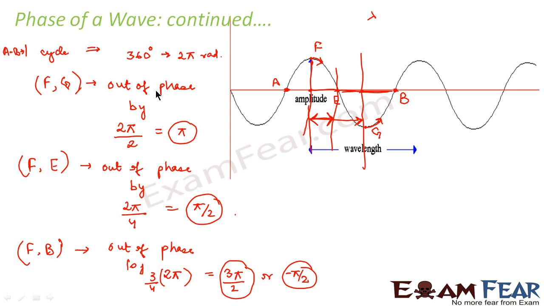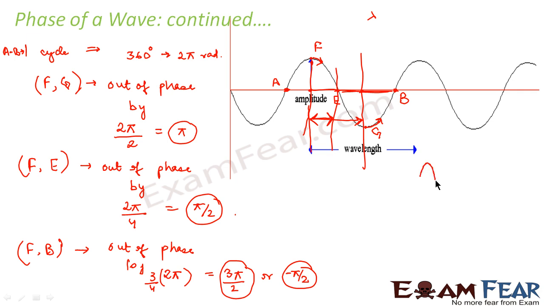So what did we see here? The first thing was what is phase. The second thing was we use terms like these two points are in phase, these two waves are in phase, these two waves are out of phase. So what is in phase and out of phase? Here I explained very clearly in phase and out of phase by taking different points on the same wave. Now similarly, you can compare two different waves.